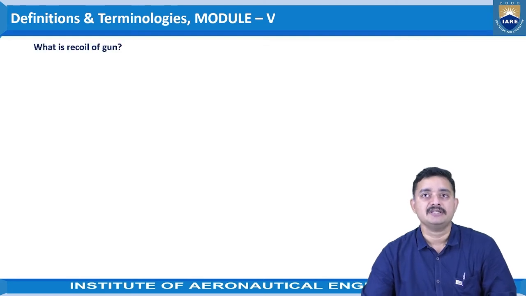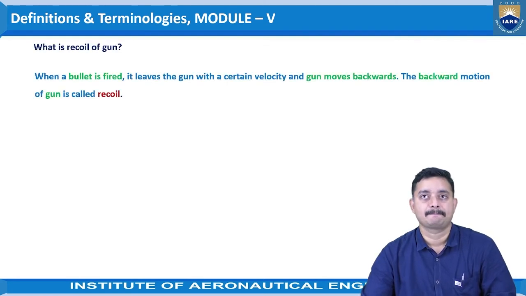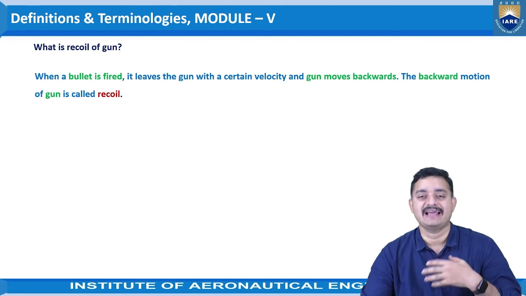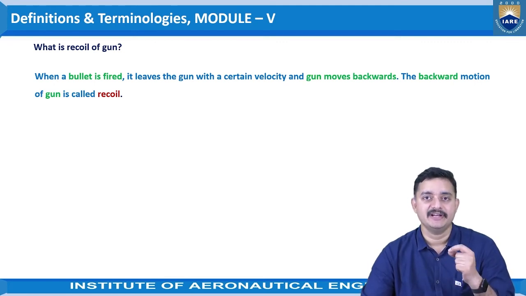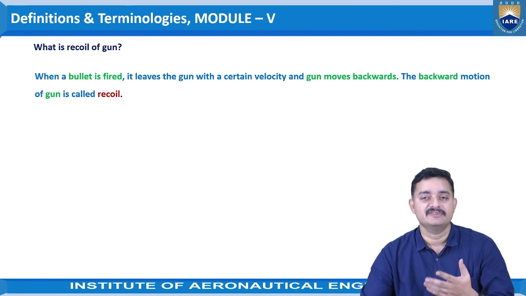Next one, what is recoil of gun? It is defined as: when a bullet is fired, it leaves the gun with a certain velocity and the gun moves backwards. That means for the action that is happening, the bullet coming out of the barrel of the gun, the reaction would be the movement of the gun in the opposite direction to the exit of the bullet. The backward motion of the gun is called recoil.